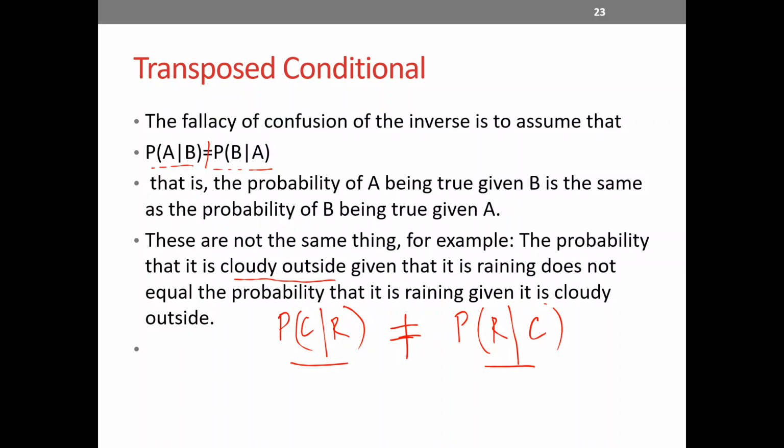Okay, with this I end this video. In the next video, I'll talk about Bayes' theorem and the law of total probability.